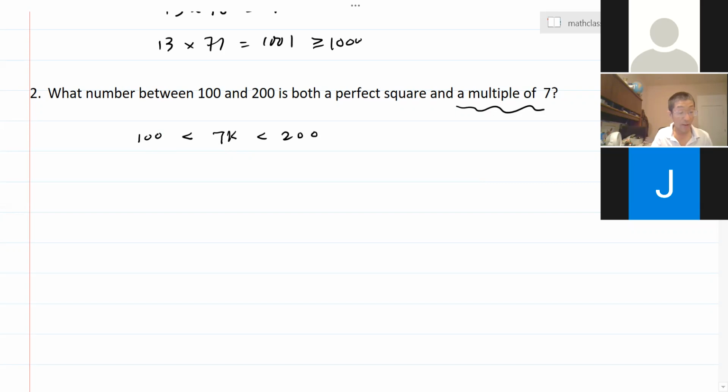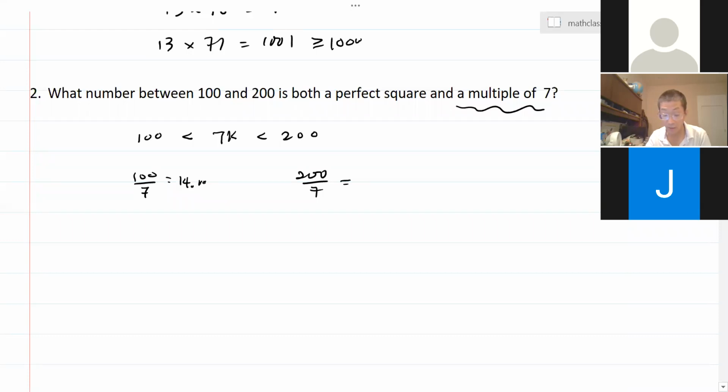And, you know, what I'm trying to do here is slightly different from what the book says. I'm trying maybe a little bit too advanced again. So it's between those two, so I use the inequality. Let's understand the inequality symbol here, okay? So the same idea, I'm going to divide 100 by 7, and divide 200 by 7. Let's see what we get. 100 divided by 7 is going to be 14 point something. I don't need to know the details.